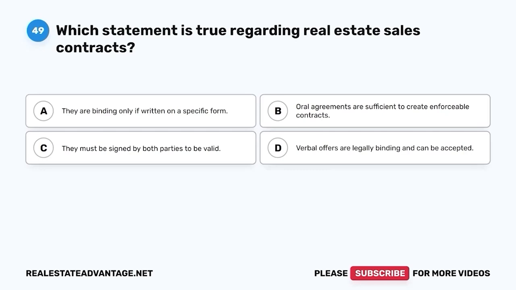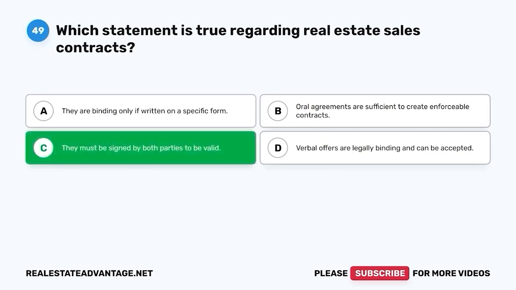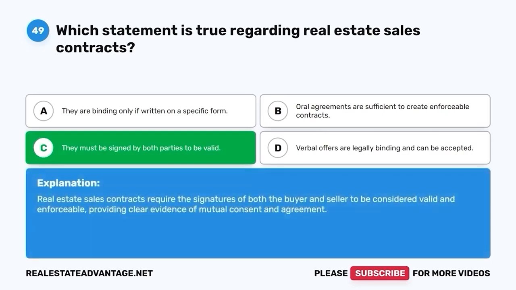The correct answer is C. They must be signed by both parties to be valid. Real estate sales contracts require the signatures of both the buyer and seller to be considered valid and enforceable, providing clear evidence of mutual consent and agreement.